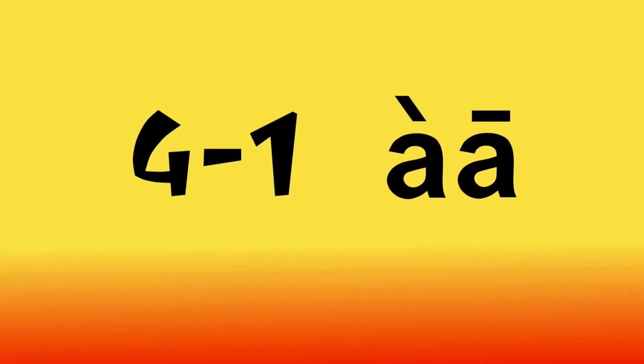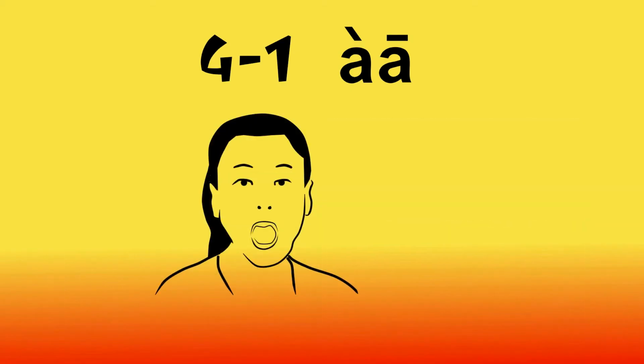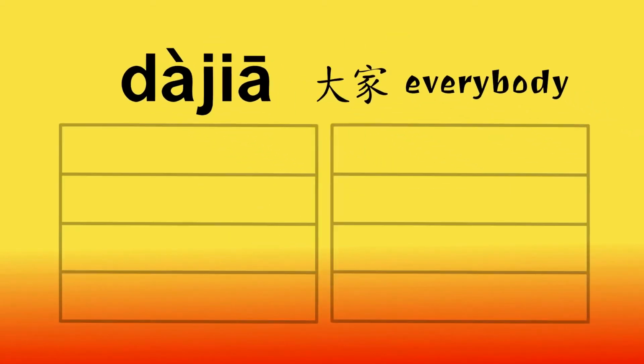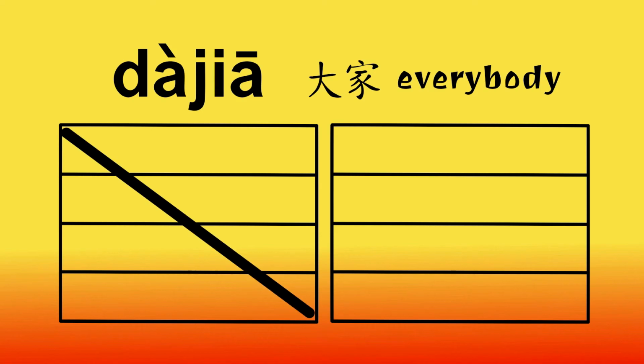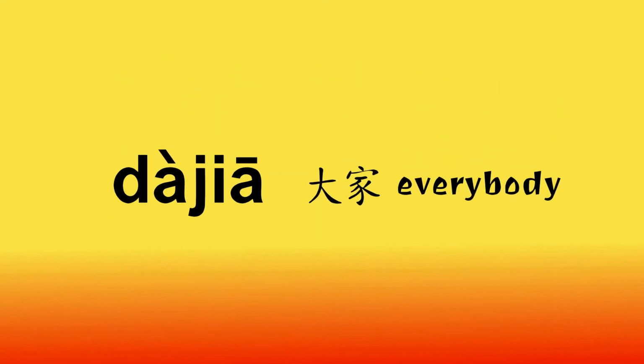The 4-1 combination is voiced like this. This is maybe a little like the tones used with the expression say what, say what. The model word for this combination is 大家, meaning everybody. 大家, 大家, 大家, 大家. Now imitate it. 大家, 大家, 大家, 大家.